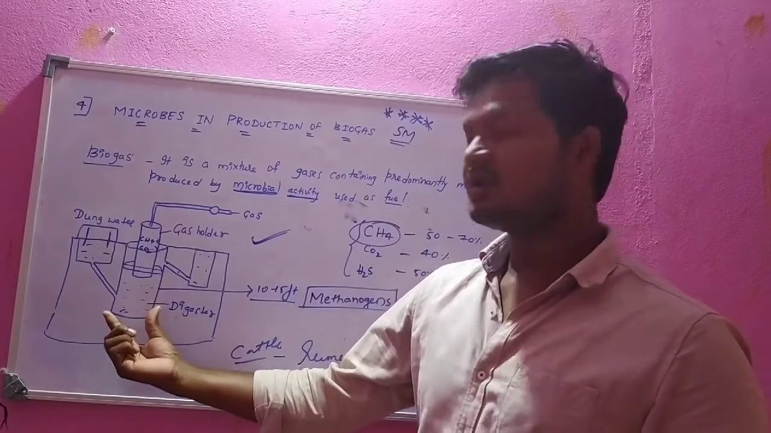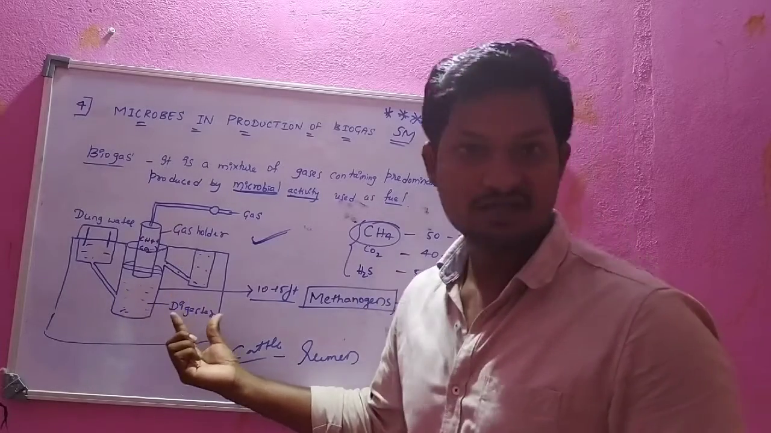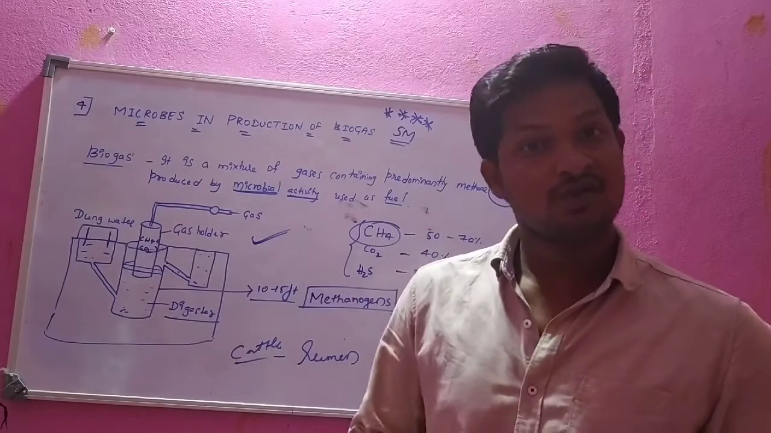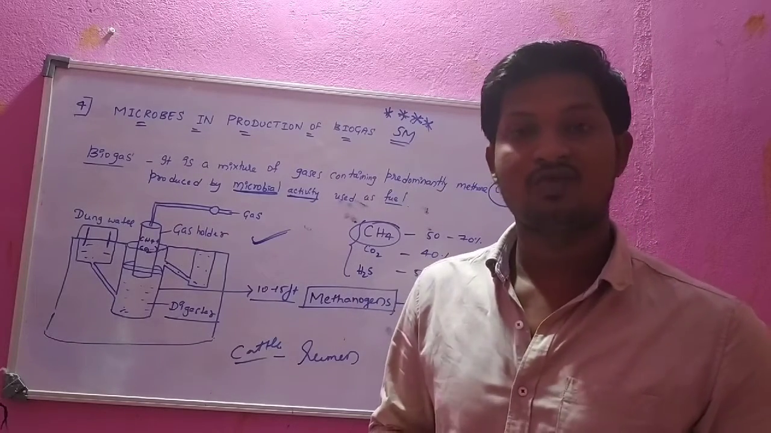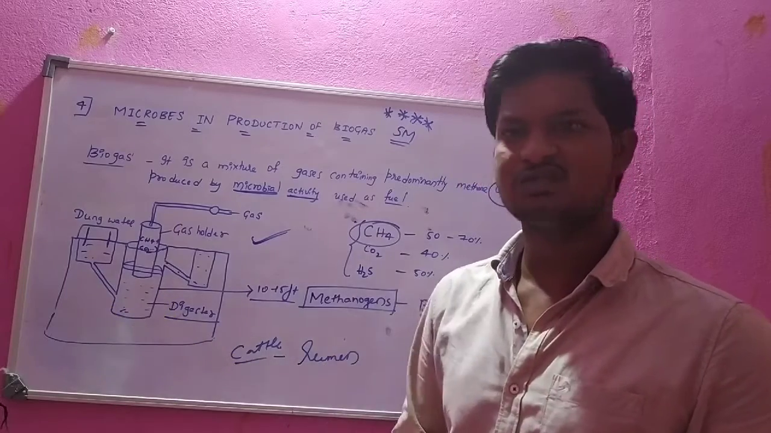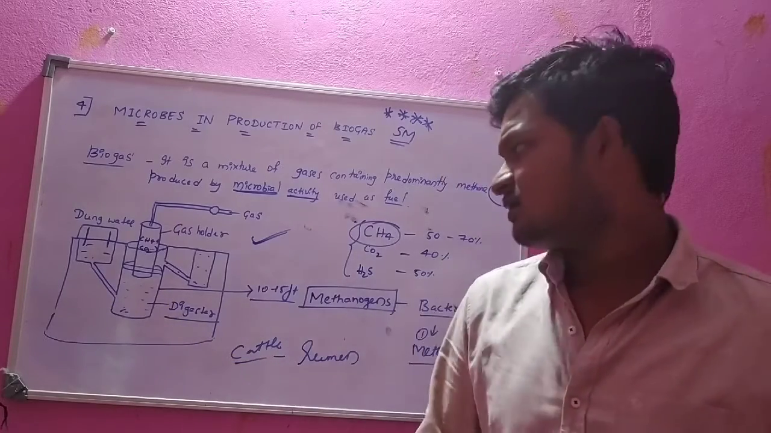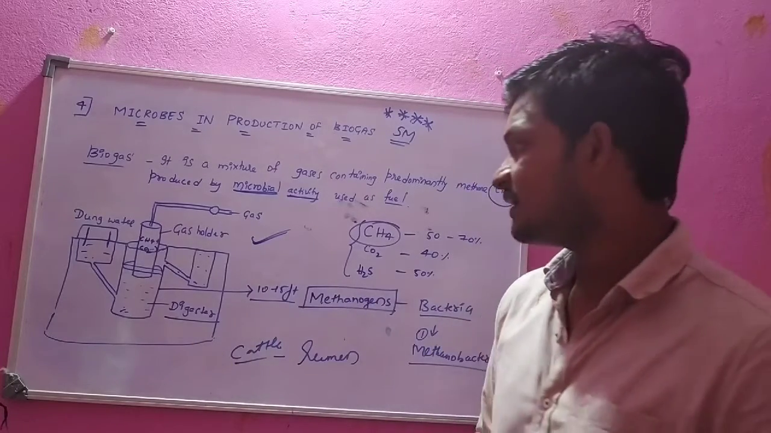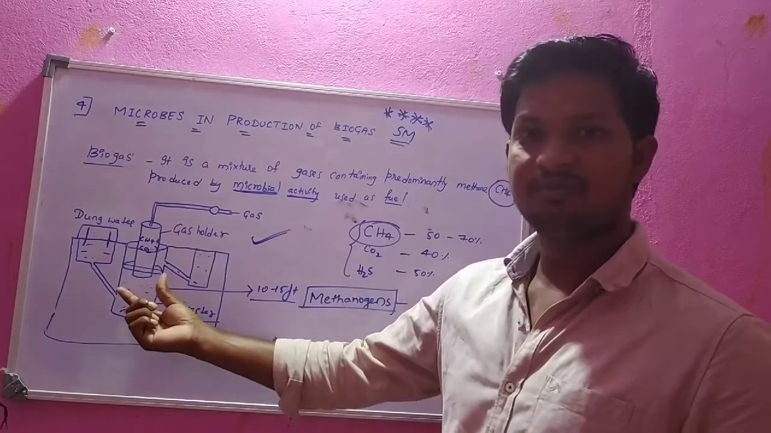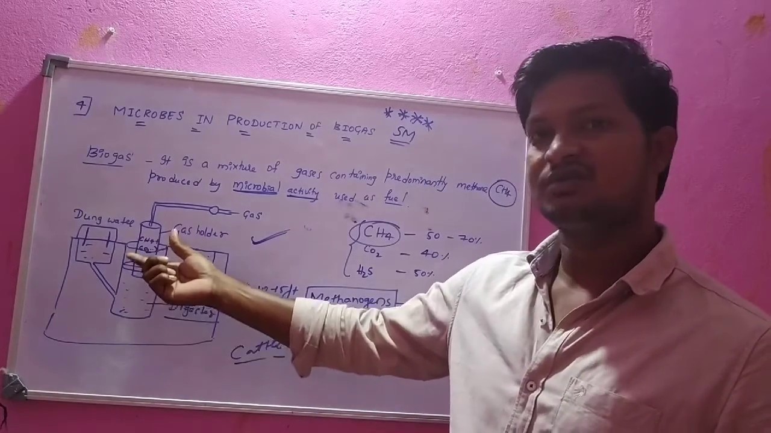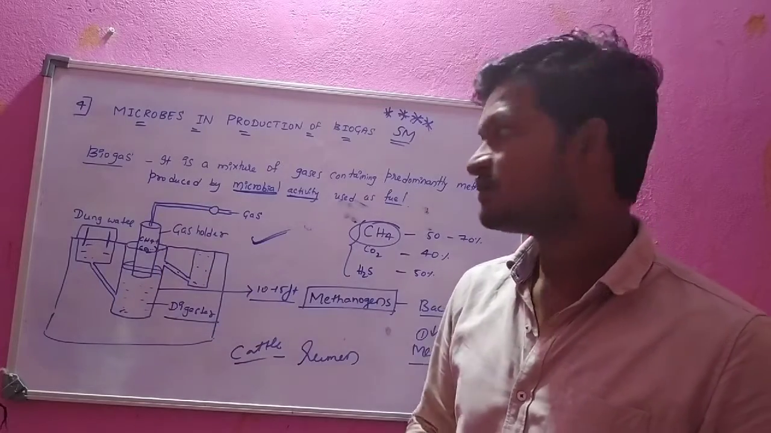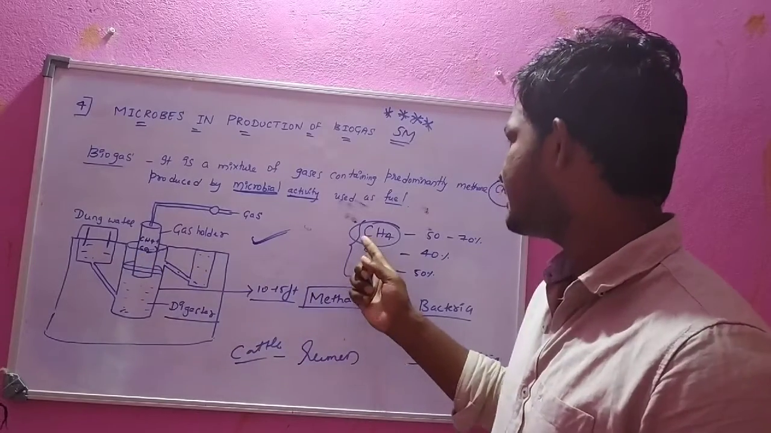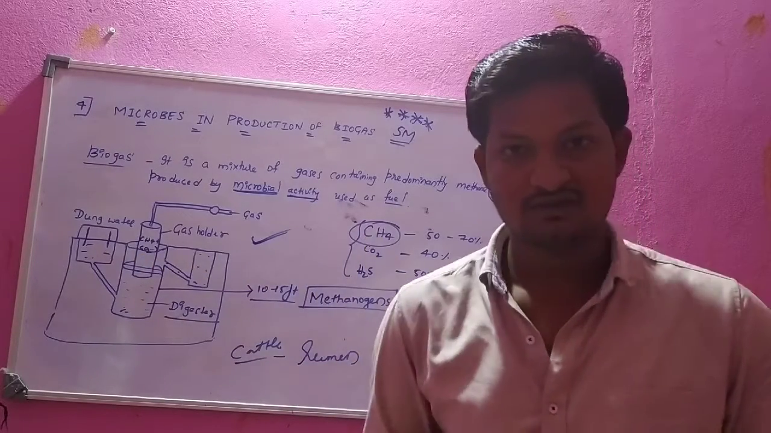That comes into this large tank where the digester works, which means that here microbial activity takes place anaerobically, where there is no presence of oxygen. The digestion takes place by methanogens bacteria, and it produces gas continuously. The gases produced are methane, carbon dioxide, and hydrogen sulfide.